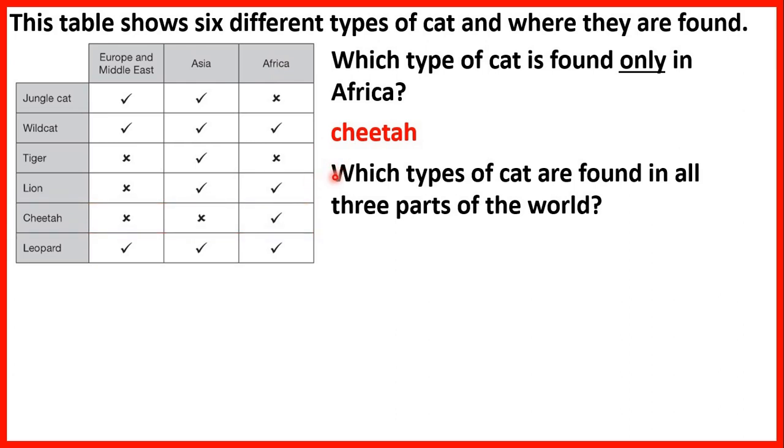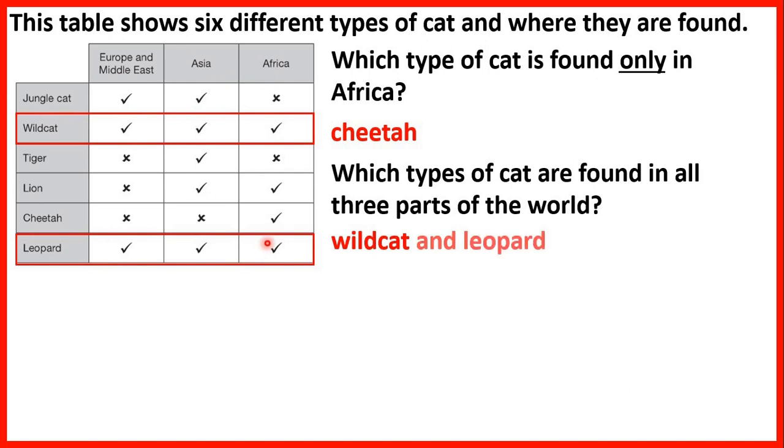Now, which types of cat are found in all 3 parts of the world? So that will be the cats with a tick for all of these places. So we can see that the wild cat has 3 ticks, and so does the leopard. So our answer is the wild cat and the leopard.